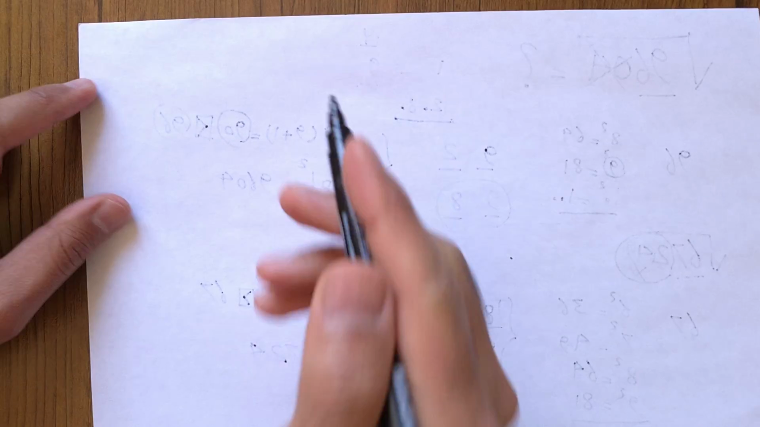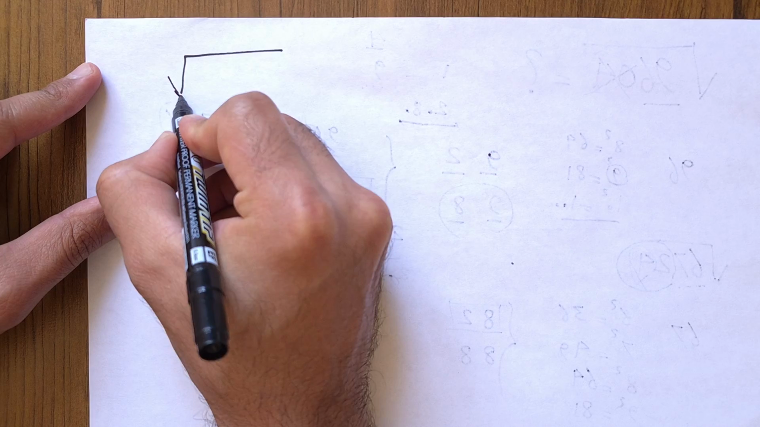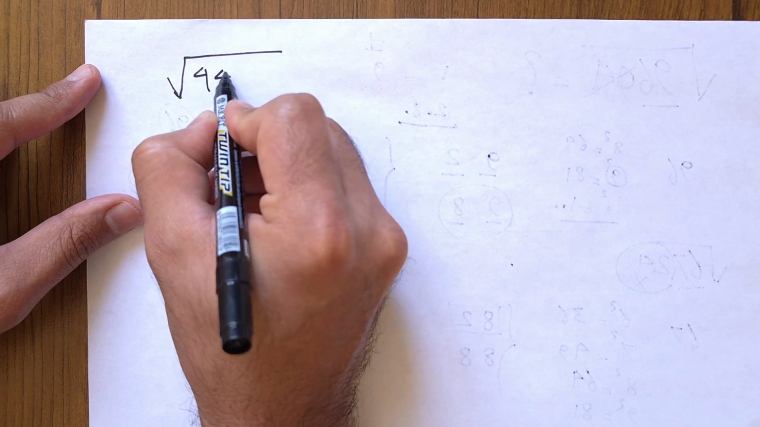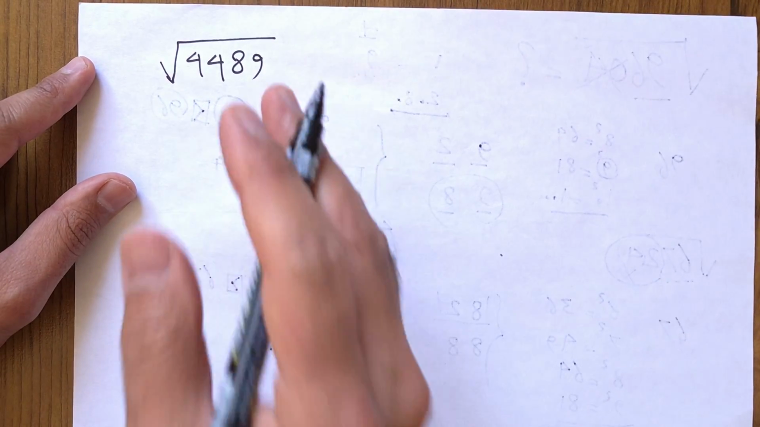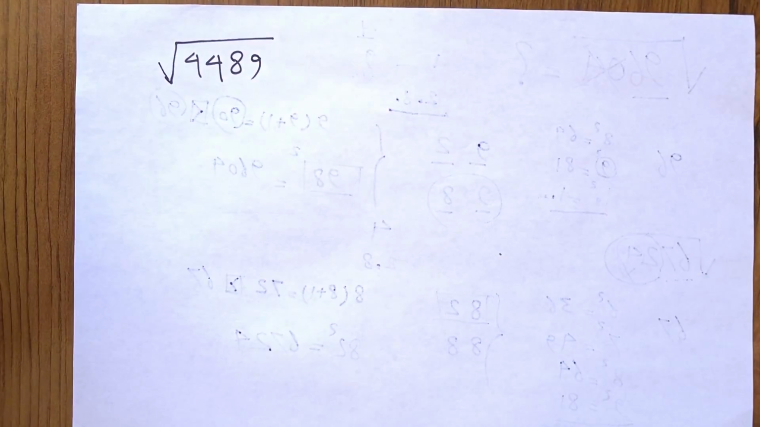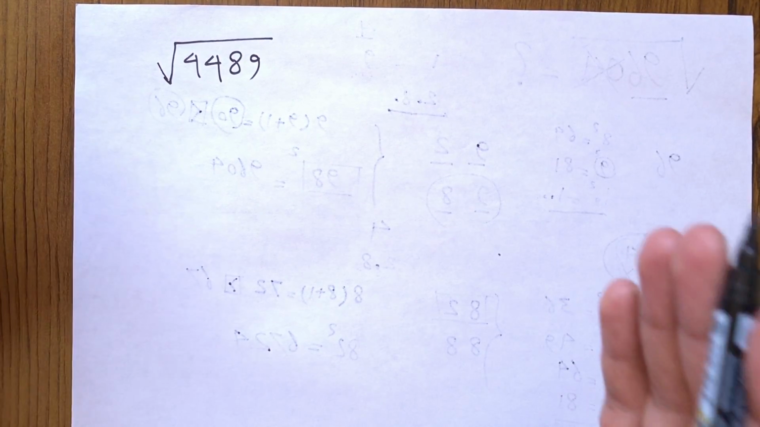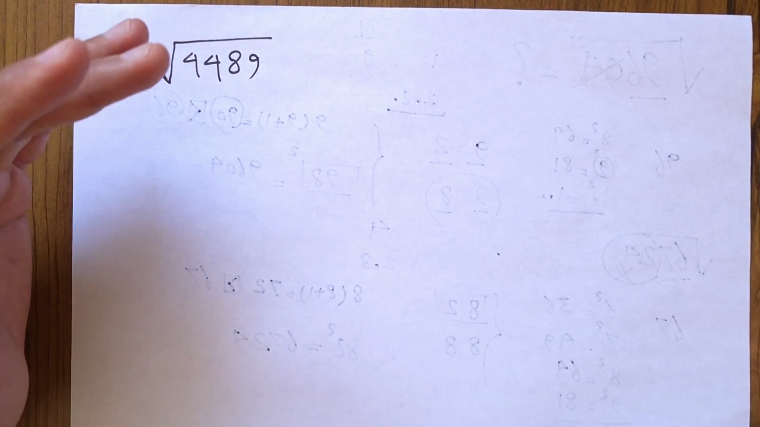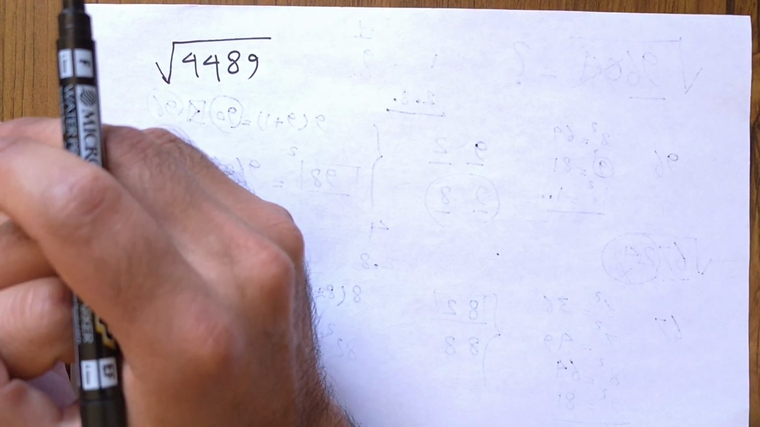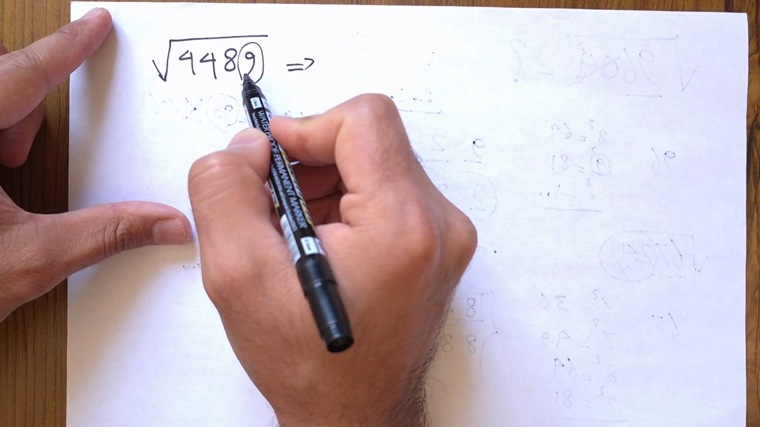So let's go with another example here. Let's find the square root of 4489, and this is a perfect square. So this method just works with perfect squares. There is a generalized method, however, but this is out of the scope of today's video. If you want to learn this generalized method, just let me know and I will record a detailed video about it.